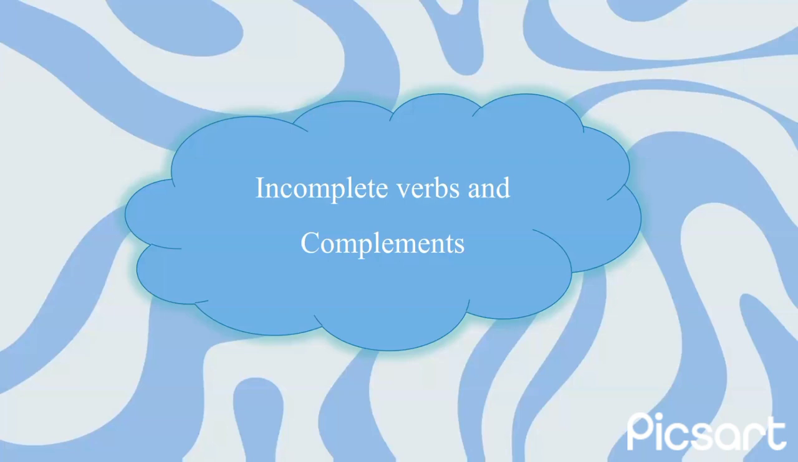Object complement. An object complement provides information about the direct object and follows a transitive verb. Examples: she painted the wall blue. Object complement is blue. We found the room empty. Object complement is empty.